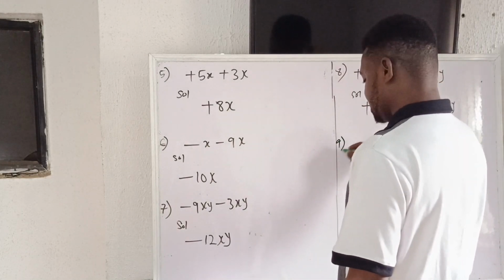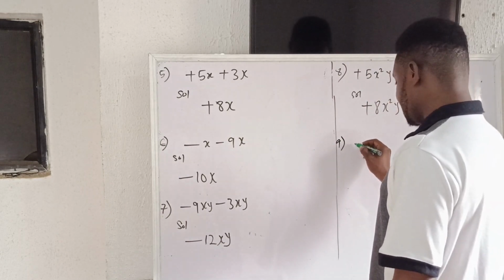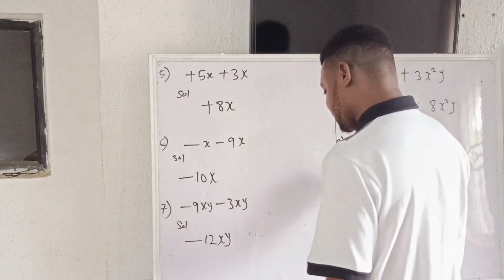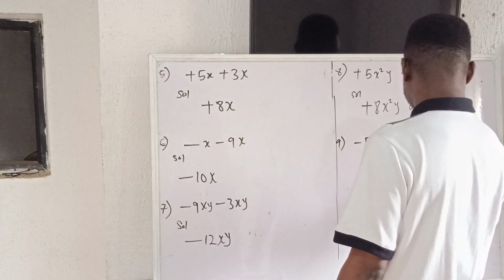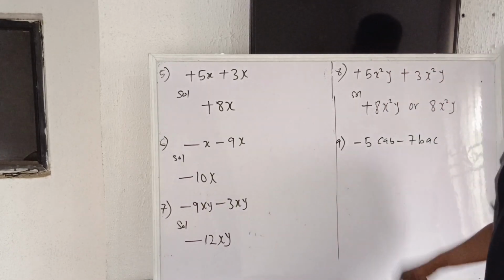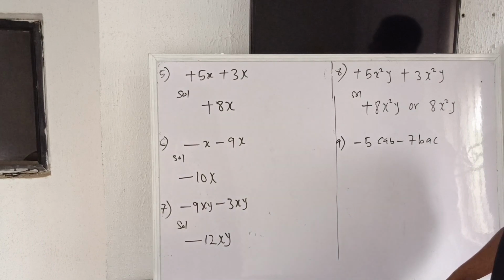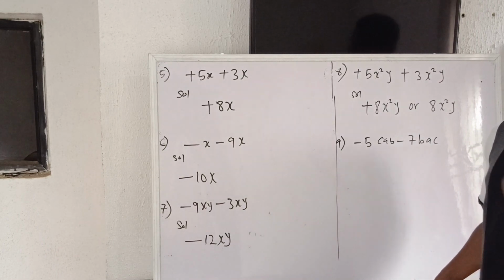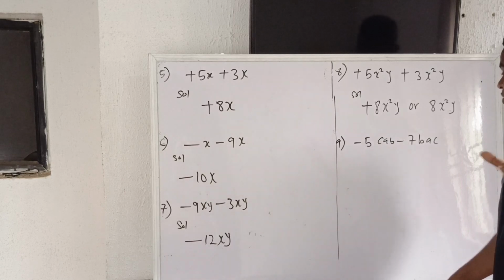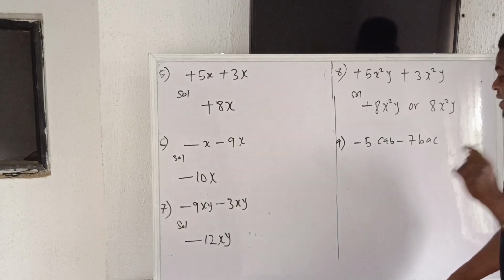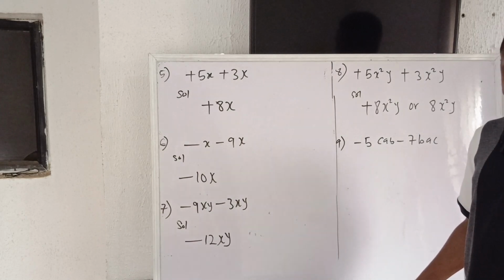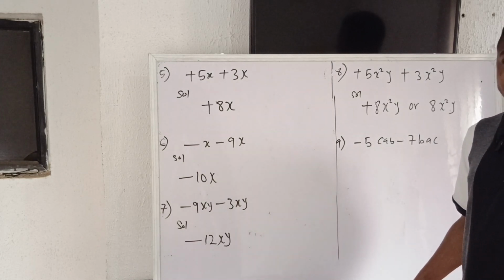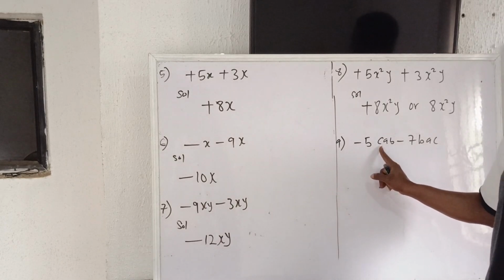Example number 9. If you're told to simplify minus 5CAB minus 7BAC, how do you simplify this? Minus 5CAB minus 7BAC. Anytime you have more than one variable attached to one algebraic expression, first of all, you need to find out if the variables are arranged in alphabetical order. CAB is not arranged in alphabetical order, because in alphabetical arrangement, A should come first, followed by B, and then C. But in this case, C is coming first, which is not supposed to be.